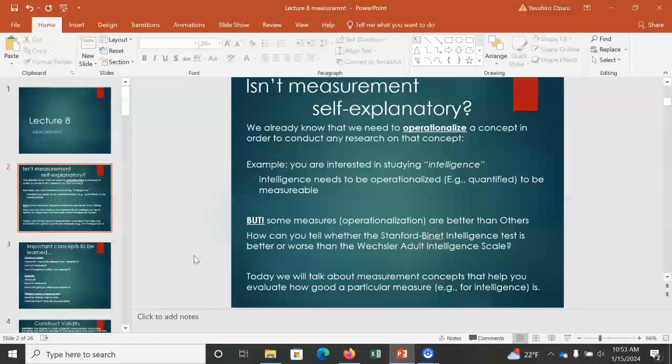We already know that we need to operationalize a concept in order to conduct any research on that concept. When you operationalize it, it creates a variable. The variable needs to be measured. That means a variable is a measurement, and some measurements are better than others. Therefore, we need to come up with a way to evaluate and talk about which measures are better than other measures. That's the issue that we are going to talk about.